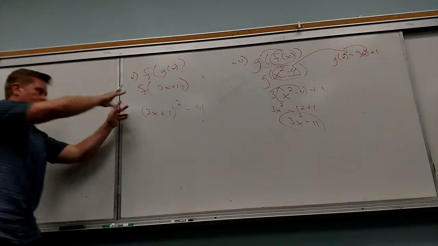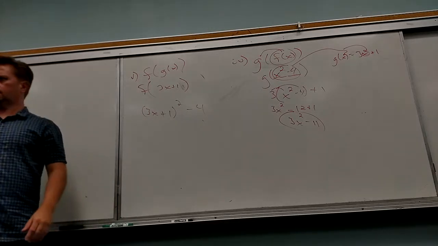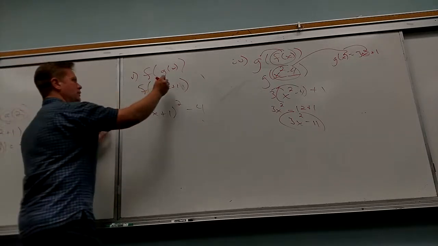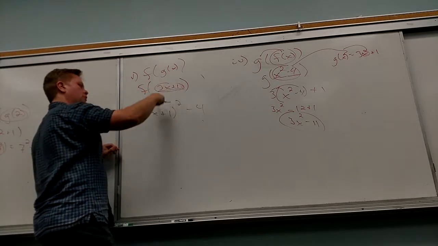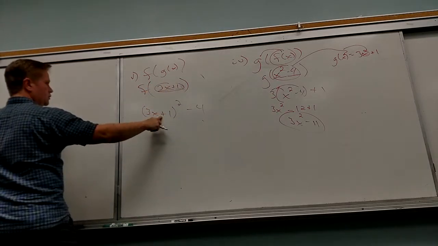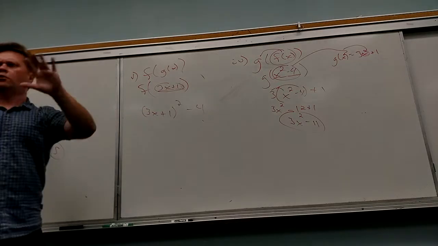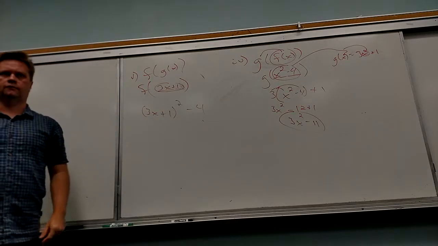And then I can FOIL this out, blah, blah, blah, to simplify it. So I'm taking what's inside. What do I always do with the function? I take what's in here and I put it in place of x in the function. It doesn't matter what's inside there. Very single-minded.